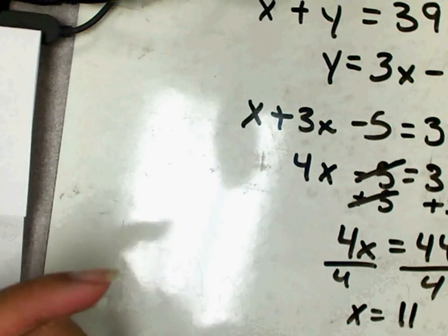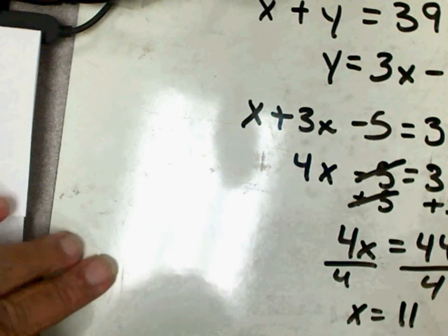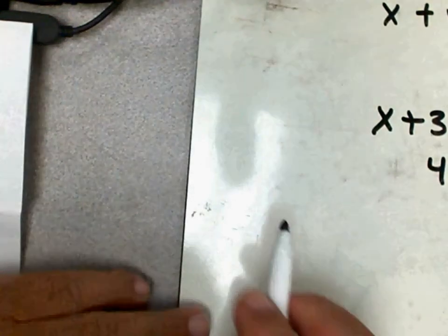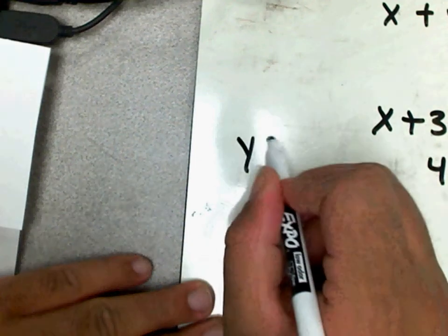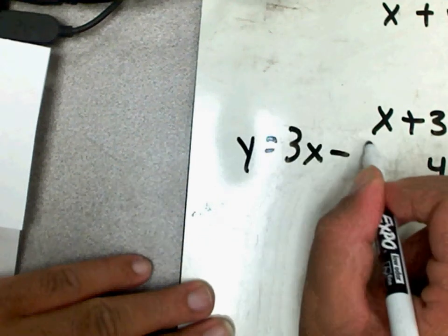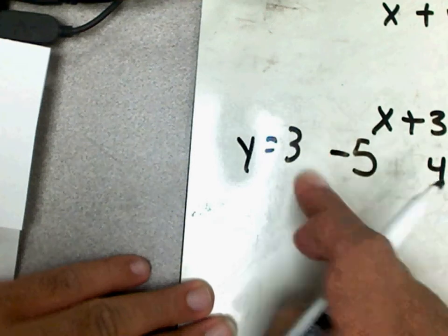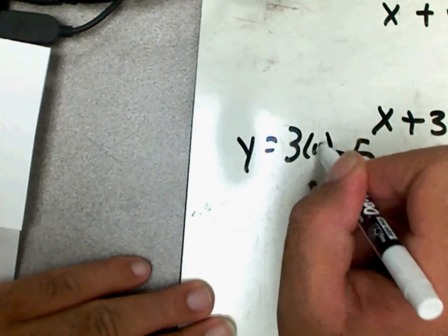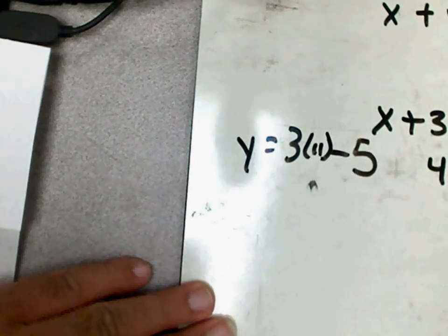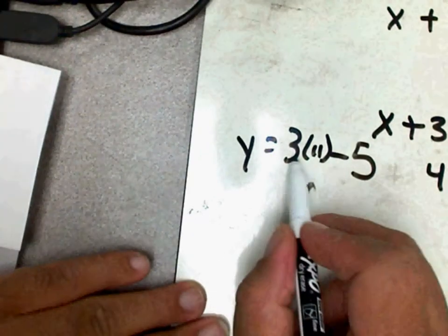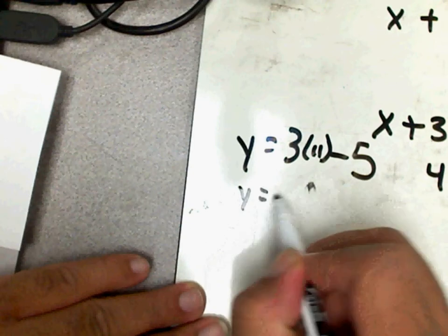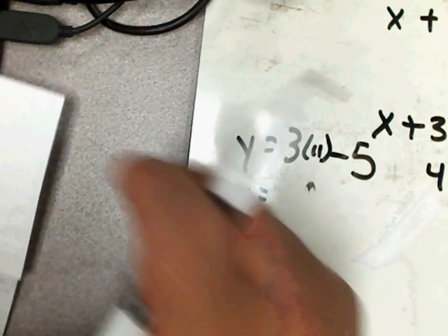Okay, and now that I've solved for x, I'm going to solve for y really quickly. So here we're just going to plug in 11. This is y equals 3x minus 5. Where the x is, I'm going to plug in 11 because we just said that x equals 11 here. Okay, so now y equals 3 times, and let's just look back at this.